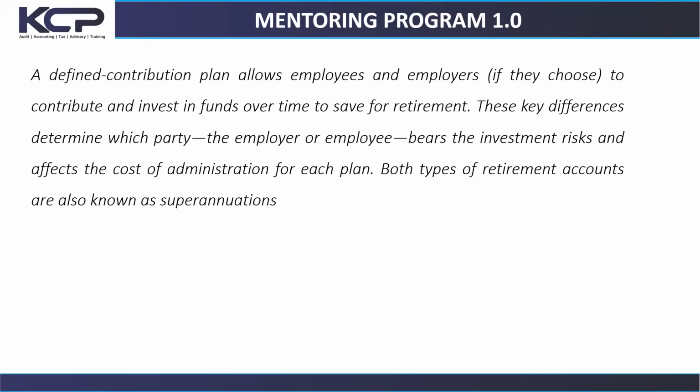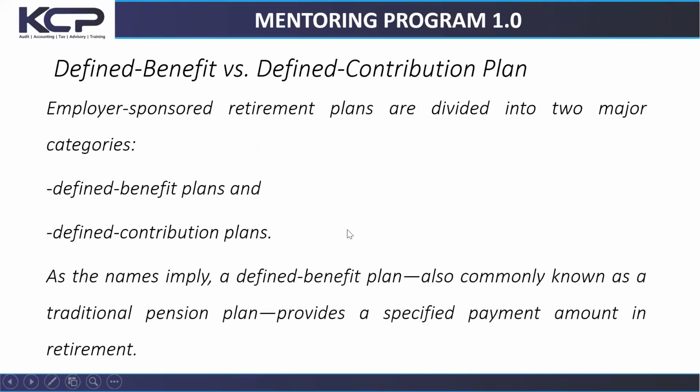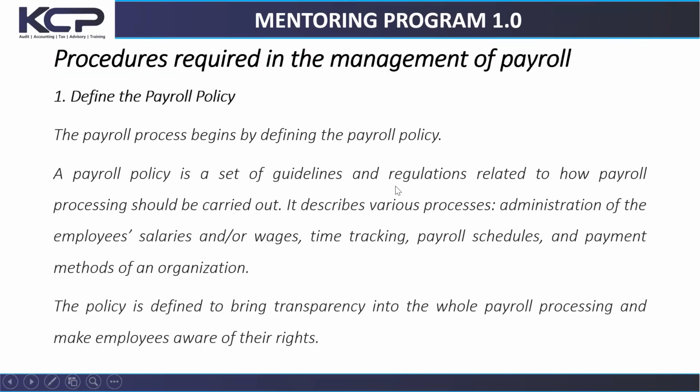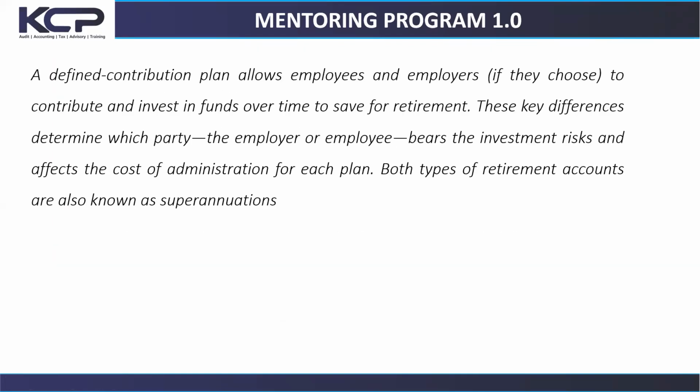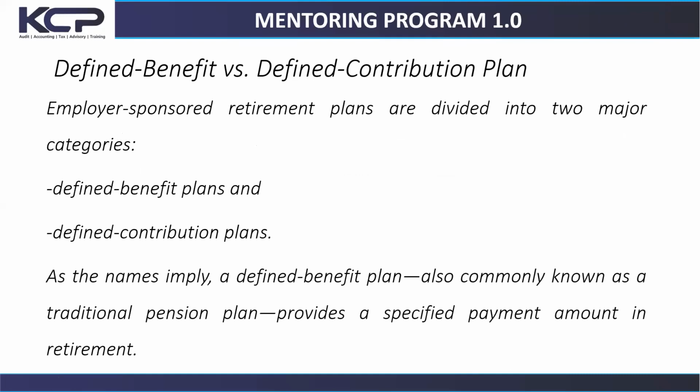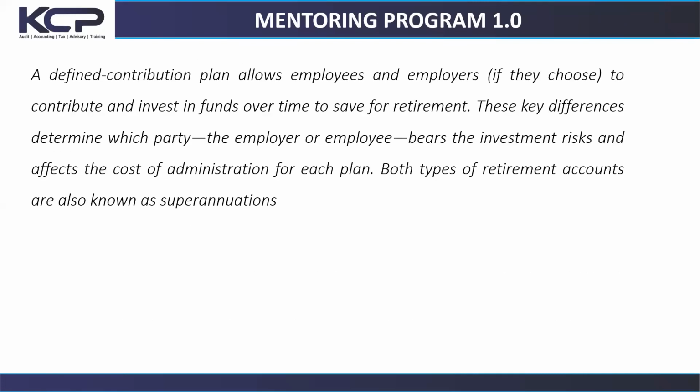And we have said that one is called defined contribution plan, and the other is defined benefits plan. So let's look at the defined contribution plan and be able to differentiate the two. Remember, I said the defined benefit plan is also commonly referred to as a regular pension plan, which provides a specified payment amount in retirement.